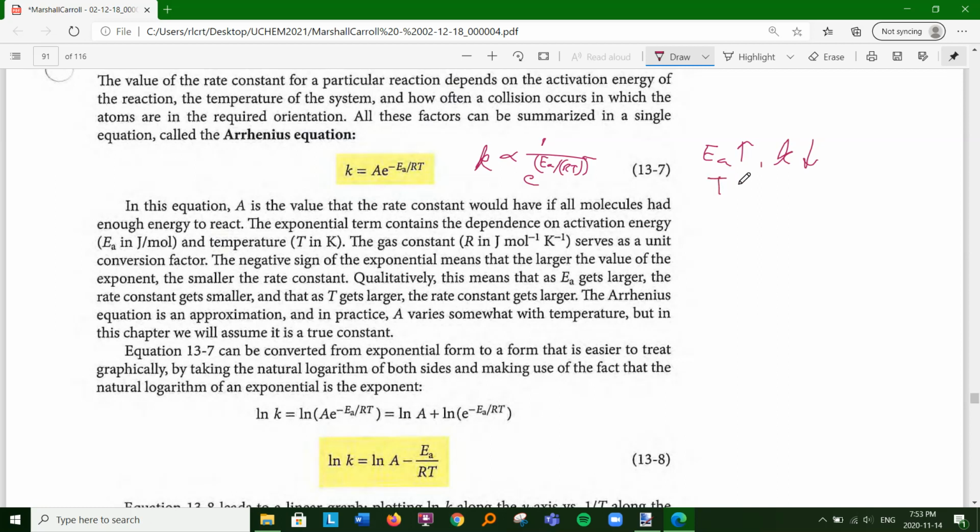Now let's look at a temperature increase. If I increase the temperature, not changing the other variables, R is a constant, 8.314 joules per mole per Kelvin, then the EA over RT gets smaller, and so you're dividing by a smaller term, so it gets bigger. So temperature goes up, k goes up. In this equation, A is the value that the rate constant would have if all molecules have enough energy to react. Some people call it a collision factor term or a steric factor. We will rarely use it for anything, that A part.